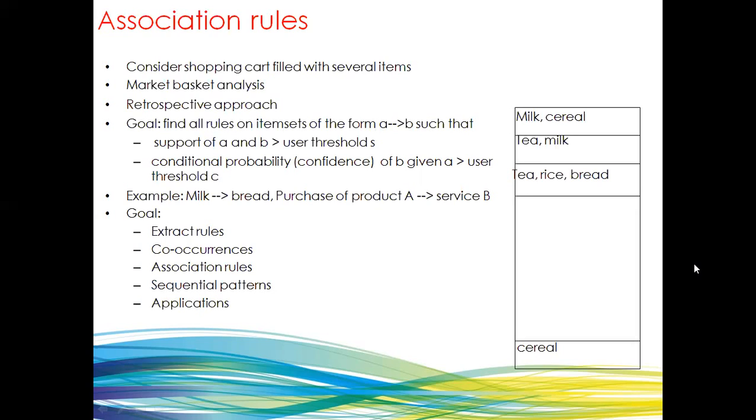So this is one example where you buy milk with cereal, you bought tea and milk, you bought tea, rice and bread, and you bought cereal, and you have a whole list of combinations. So what you do is you have a database of all kinds of transactions, and you find how many people bought this and this. So if I give a promotion on this, then I'm going to generate an upsell of another item, right?